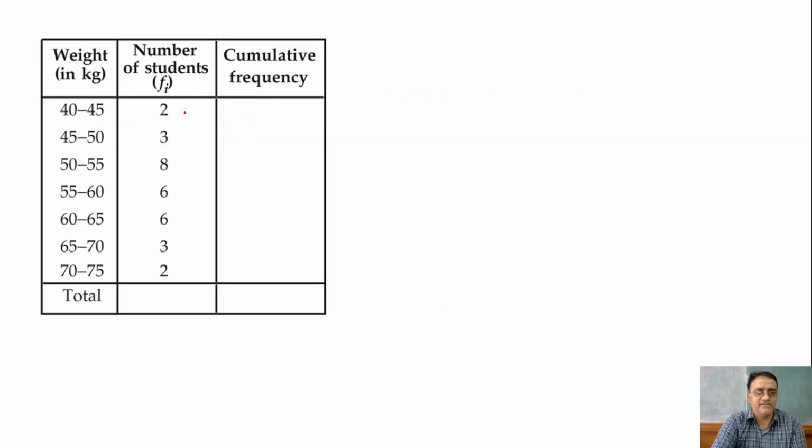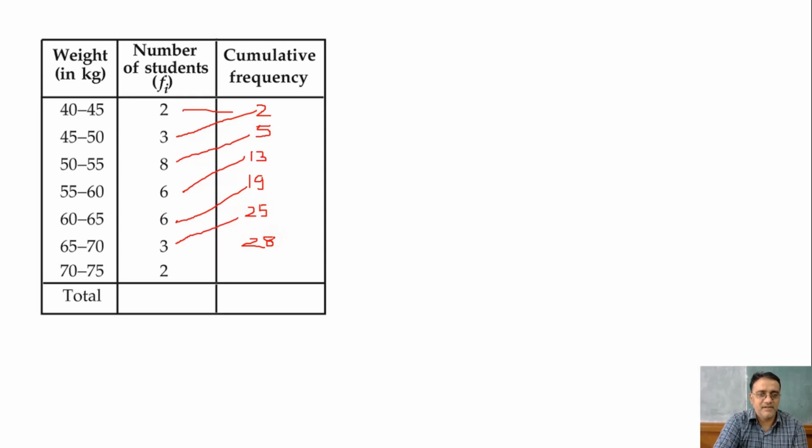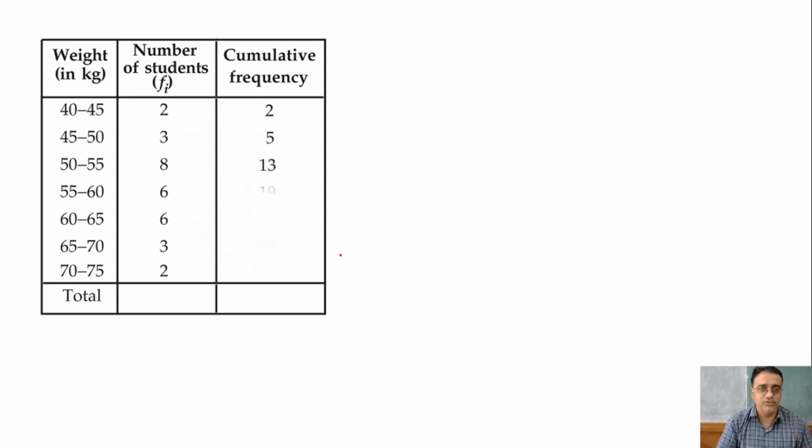Okay, so first CF: 2. Next, 5. Next, 13. Next, 19. Next is CF, 25. Next is CF, 28. Next is CF, 30. Okay, so we got all the CF: 2, 5, 13, 19, 25, 28, 30. So n is equals to 30.